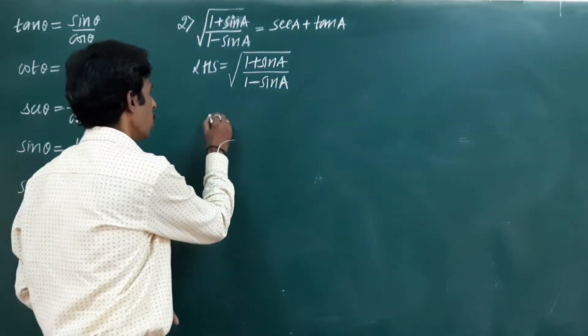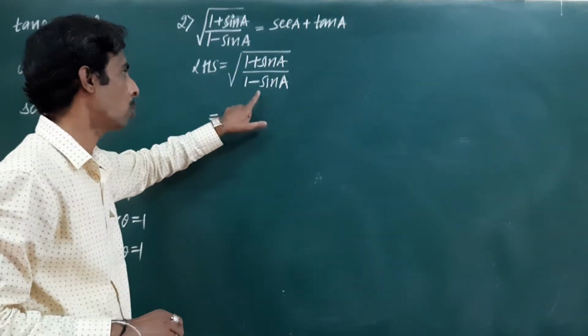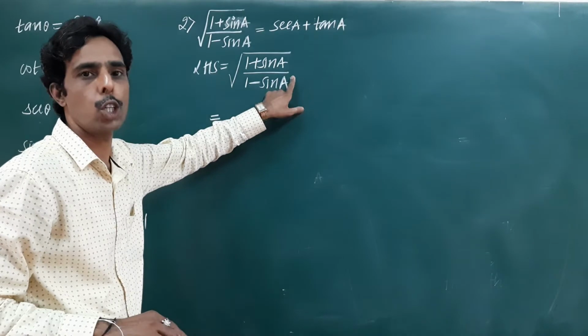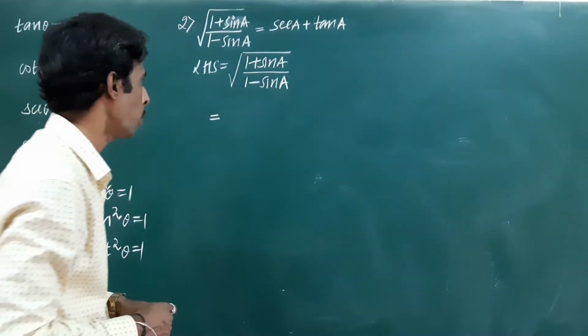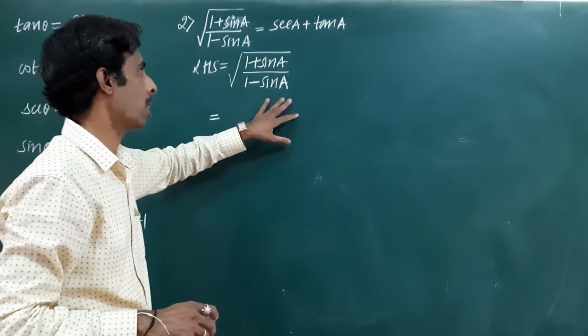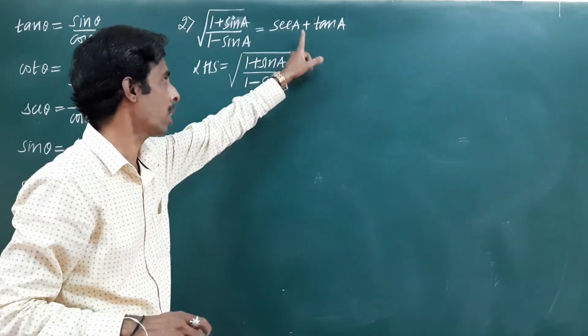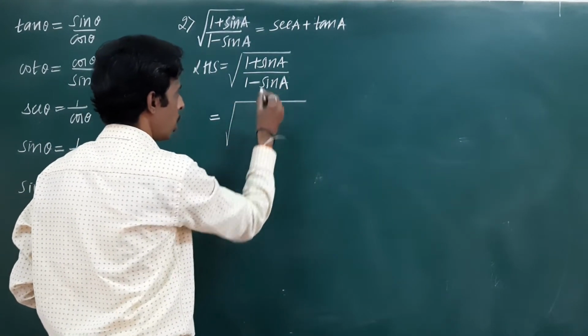So if you would like to come out of the root from this term, you do one thing: rationalize the denominator term, or else rationalize the numerator term. Choice is left to you. After rationalizing either the numerator or denominator term, you are supposed to get this result. Now I'll rationalize the denominator term.